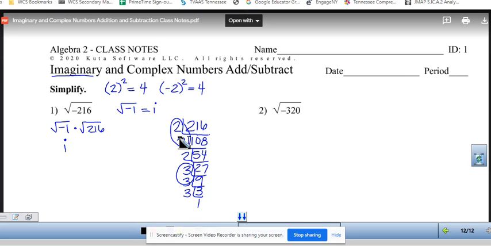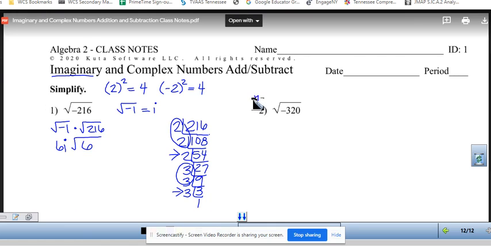Whatever I have circled gets to come out of the radical. So since I have both a 2 and a 3, they're going to multiply together and come out and multiply with the i that's already on the outside of the radical. The numbers that are left inside are 2 and 3. They're also going to multiply back together. So my final answer is 6i square root of 6.